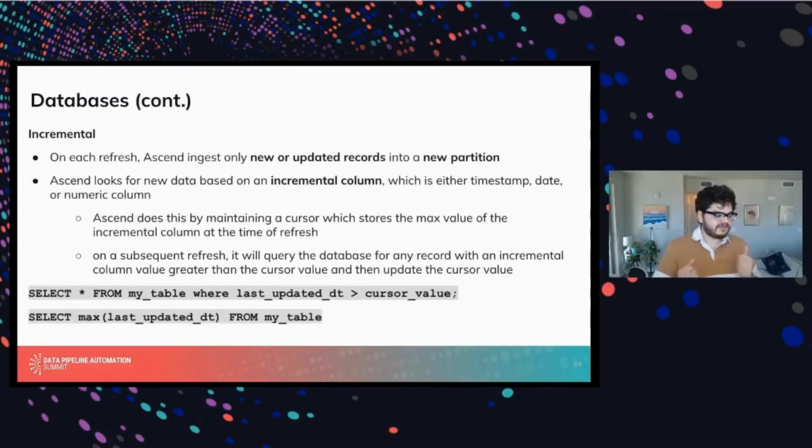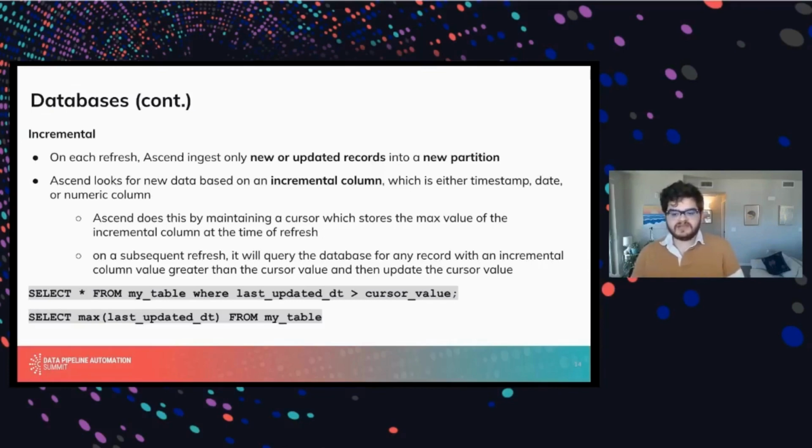Now, obviously, that's not always the case. We deal with very large data, so we don't want to ingest the whole table each time. In this case, Ascend provides you the option to do incremental refreshes or incremental pulls. What this means is Ascend is going to only ingest new or updated records into a new partition within your component, and it's going to do that based on an incremental column. So you as the customer will provide an incremental column, usually something like a last updated time column that represents when a record was last updated. And we will use that on the Ascend side to only pull in the new records.